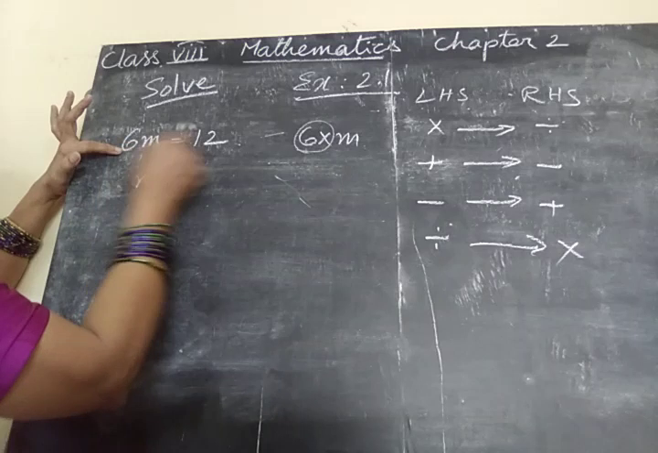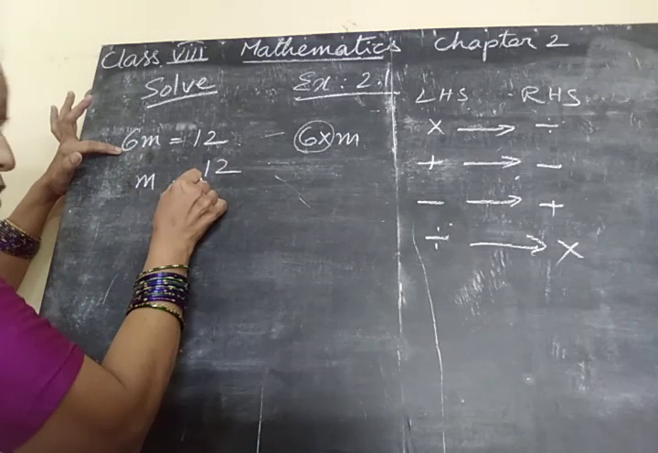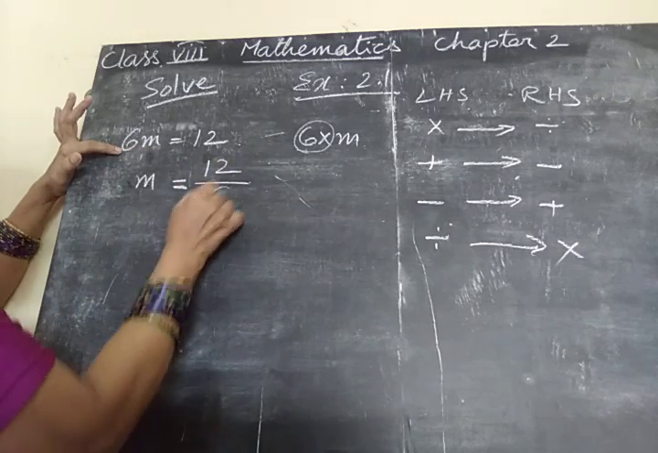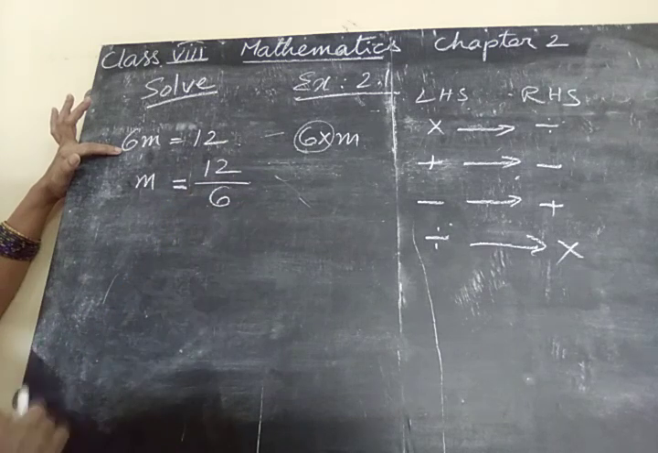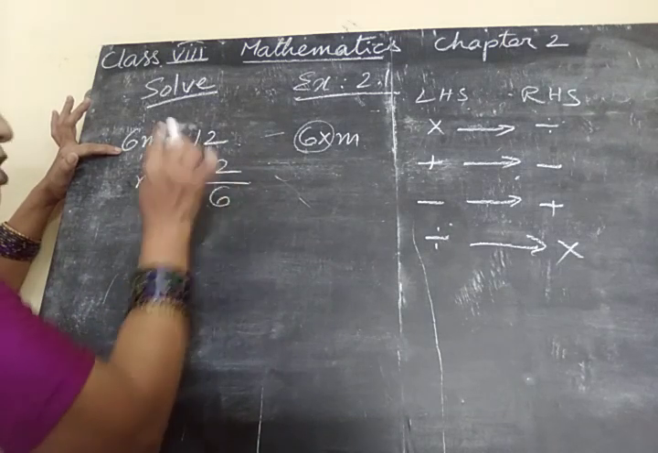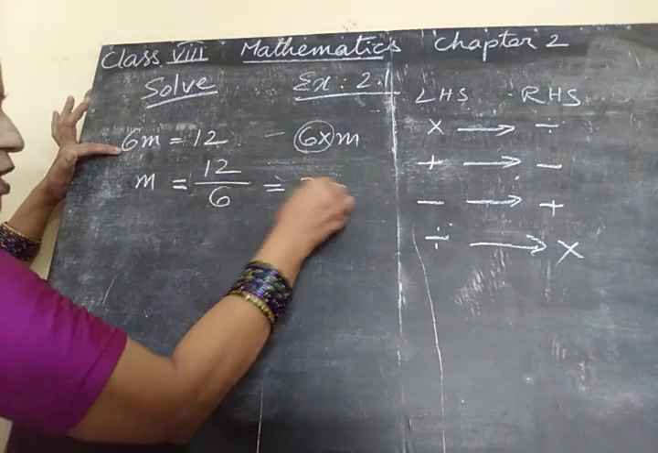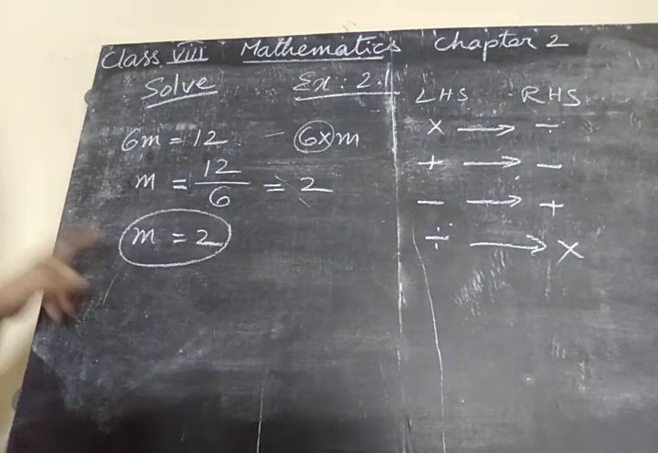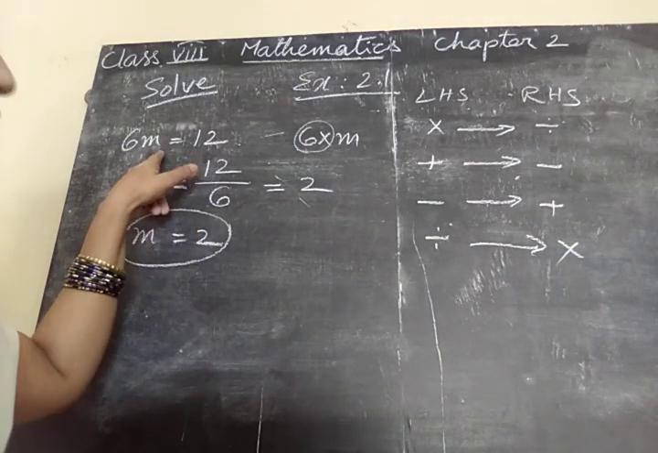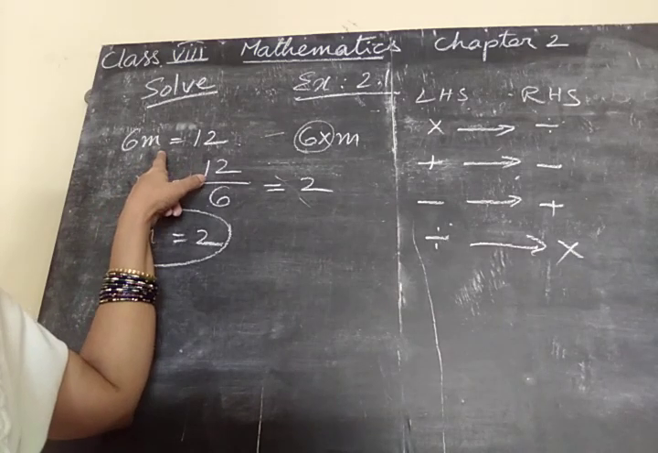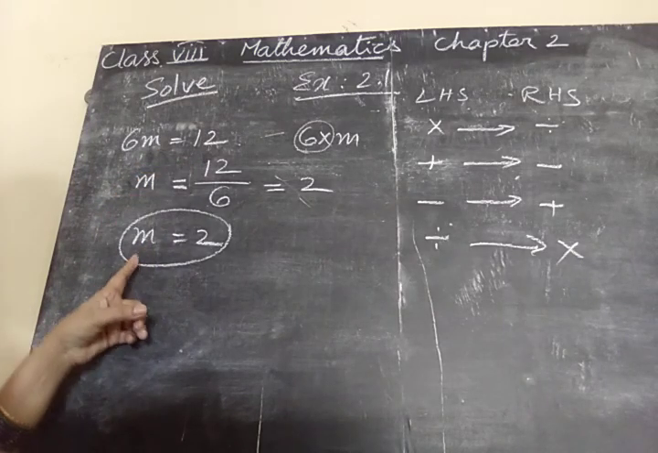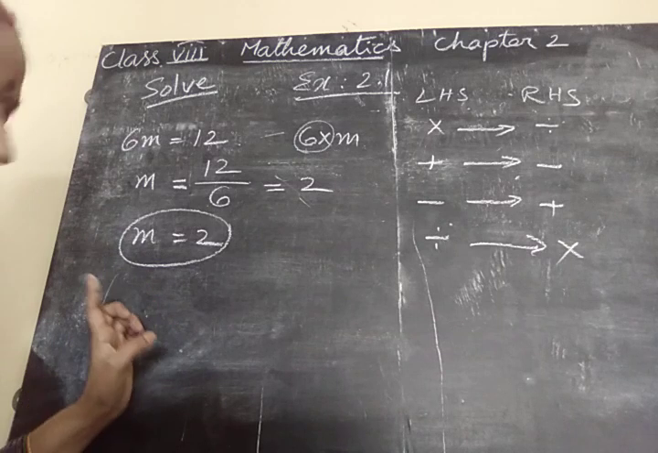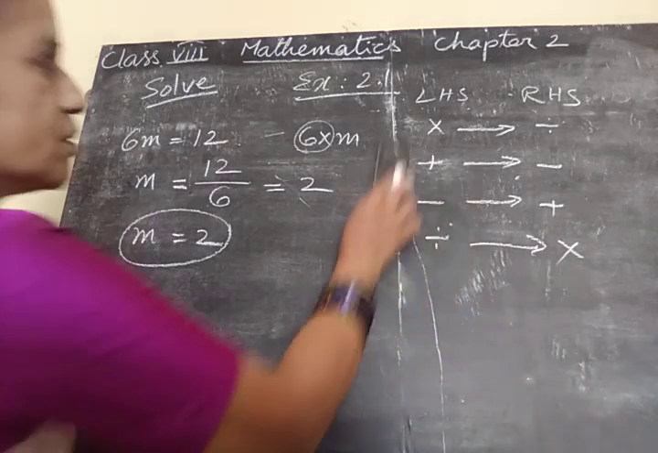So this into 6, while transposing from LHS to RHS, divides 12 by 6. So 12 by 6 is equal to 2. So the m value is equal to 2 here. This is the solution of the equation. Understood well? So like this you have to find the solutions. Okay. Now see the next one.